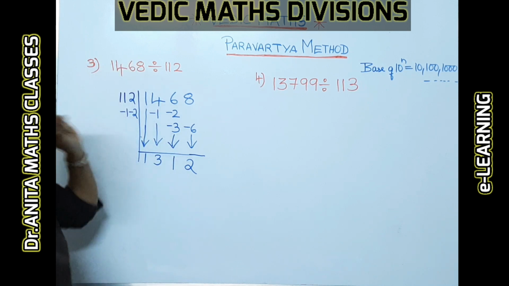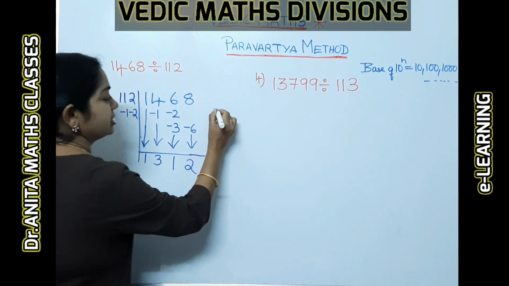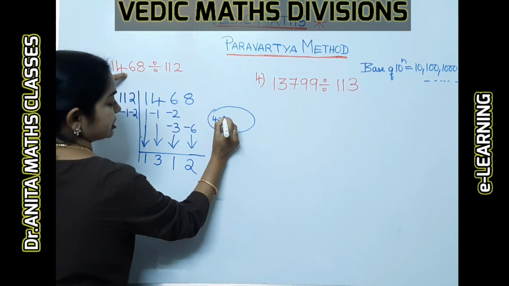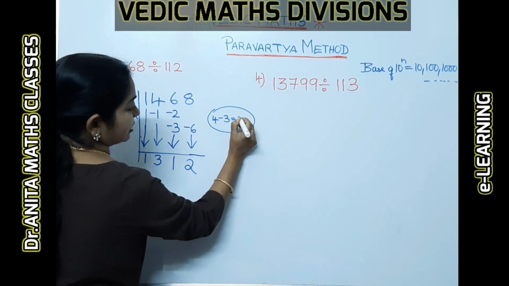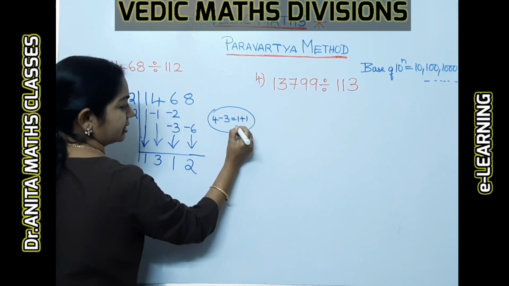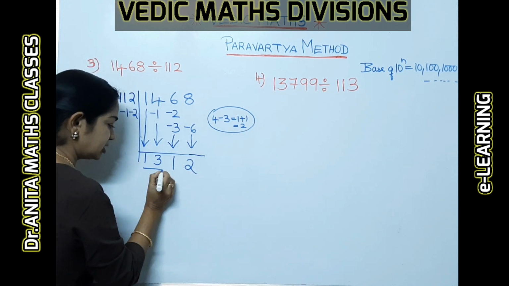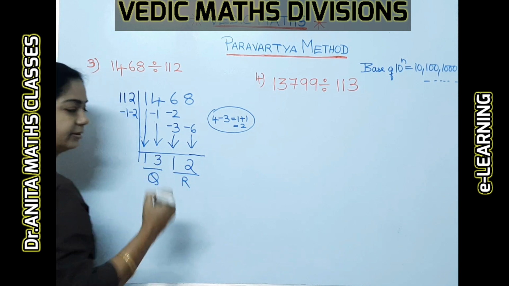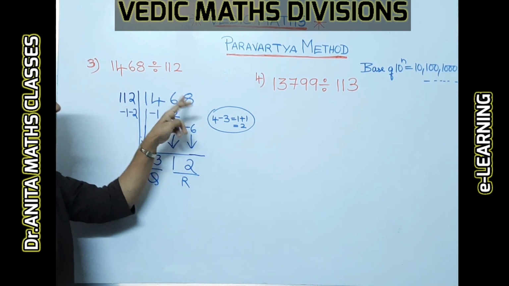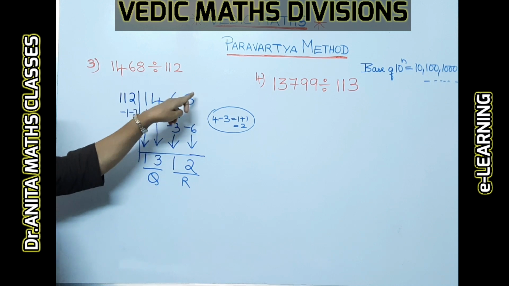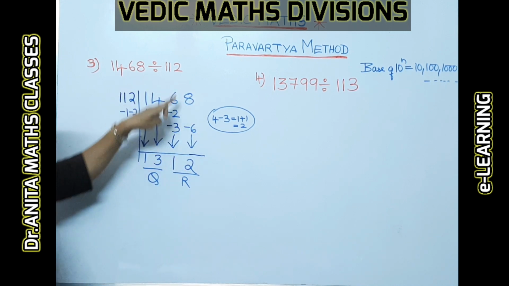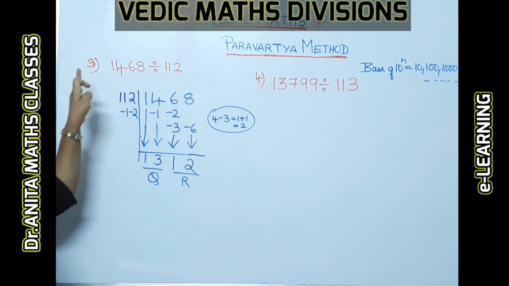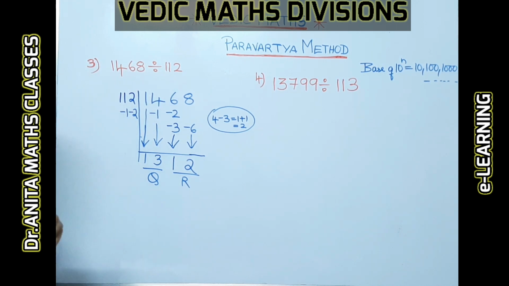Now what is the quotient here? Again the same procedure for the quotient. What do we do? 4 digits minus 3 digits plus 1, isn't it? So 1 plus 1, that is 2. So the first 2 digits from the left are the quotient, and the remaining are the remainder. When the last digit of the dividend is included, we stop the division and subtract. This is the division by 112, very, very simple compared to the traditional method.